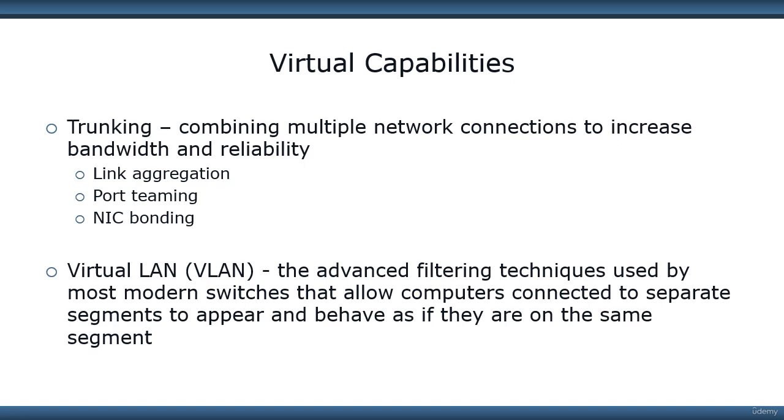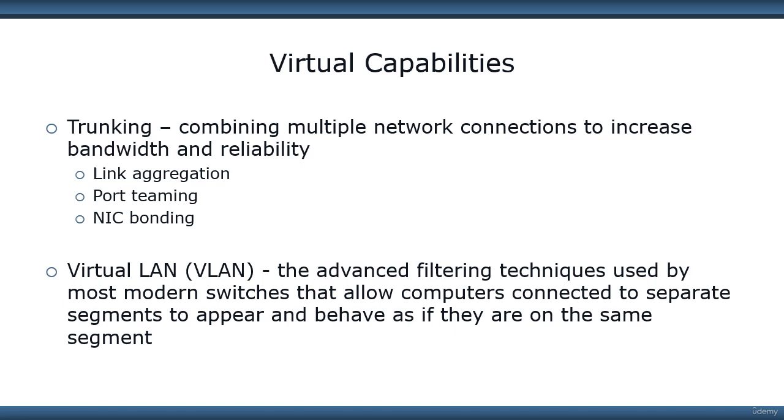A virtual LAN or VLAN, an advanced filtering technique that's used by modern switches that allow computers connected to separate network segments to appear and behave as if they are on one segment. Now, that's a good definition. I mean, it's an accurate definition, but it can kind of be misleading because you can have multiple VLANs on a single switch, or you can have a single VLAN across multiple switches. Okay, well, it's that second definition that really matches up with this.